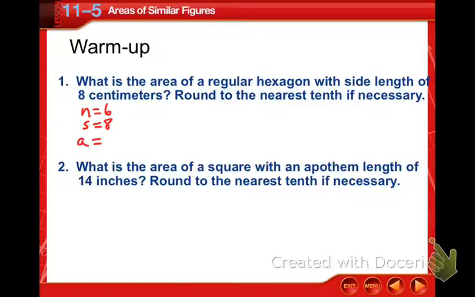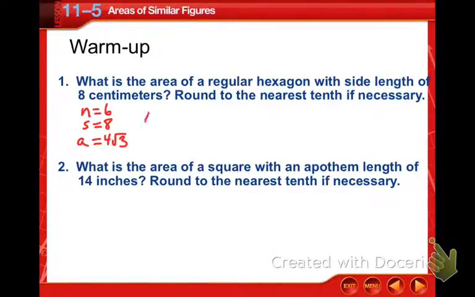Because our side length is 8, divide that by 2, and then you multiply whatever you get there by square root 3 to get your apothem for a hexagon only. That only works for a hexagon. So 8 divided by 2 is 4. 4 square root 3 is our apothem.